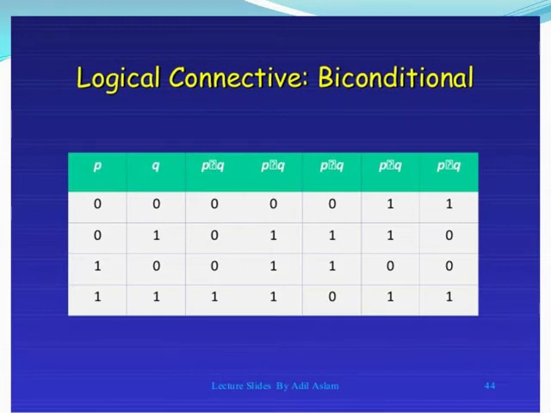Next, the truth table for the biconditional logical connective is given. Here also the last column represents the biconditional truth table. We can see that if P and Q both have the same truth value, that is, if P and Q are both false or both true, then the biconditional will have the truth value true, or T. Otherwise it will have the truth value false.